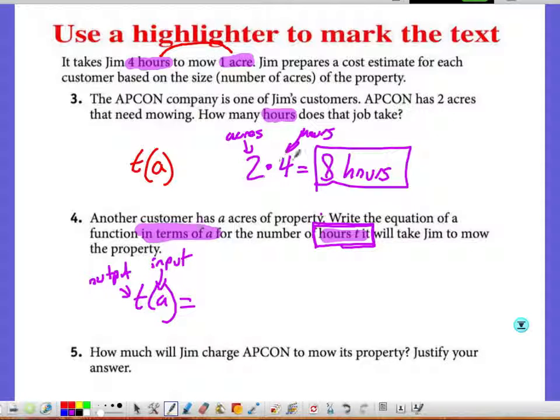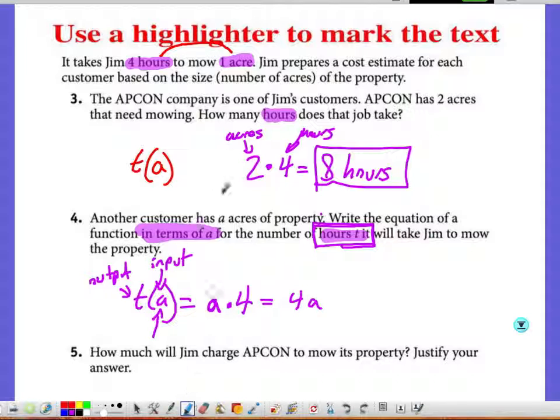And so take a look at what we did to find the number of hours to mow 2 acres. We take the number of acres, which in this case is going to be our variable. Again, whatever's inside the parentheses is going to be my variable. And we're just simply multiplying it by how long it takes to mow 1 acre, which is 4 hours. And so here's my function.